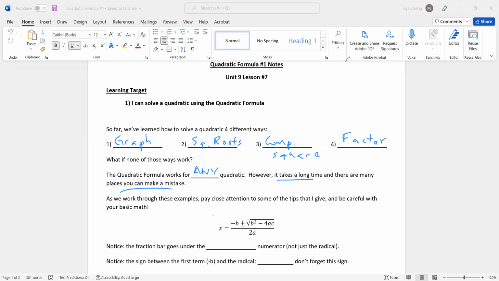So the formula is right here. That will be given to you. You don't have to memorize it or anything like that, but there are a couple things I want you to notice. The fraction bar goes under the whole numerator, not just the radical. I have a lot of people who put the fraction bar only right here. It goes under the whole numerator. And then the sign between the first term, negative b, and the radical is plus or minus. That's very important because that gives me my 2 solutions. Okay, so that's the intro.